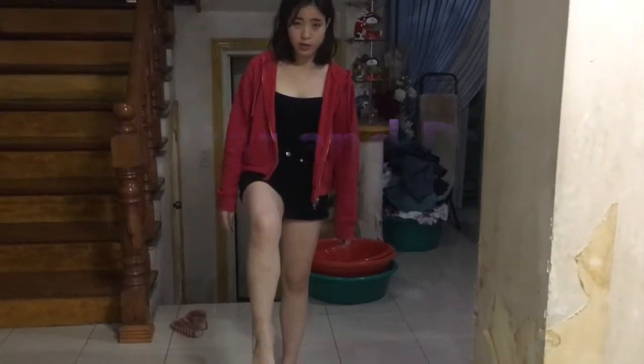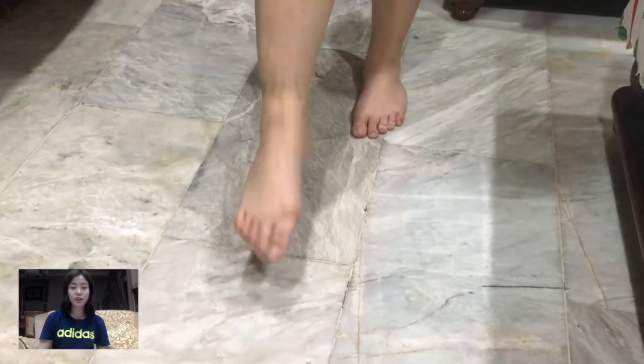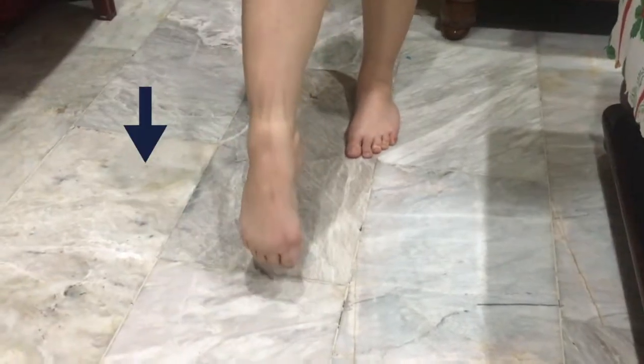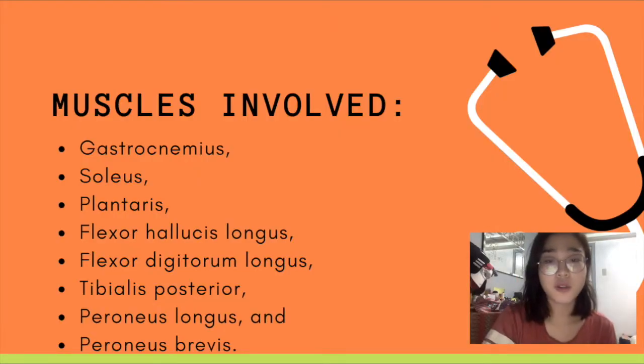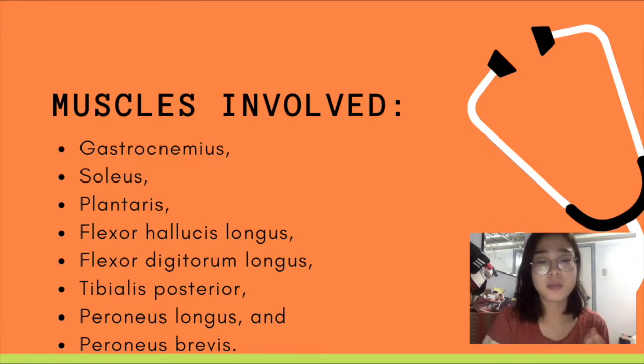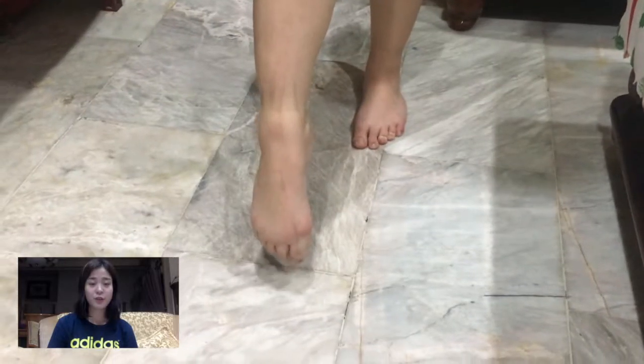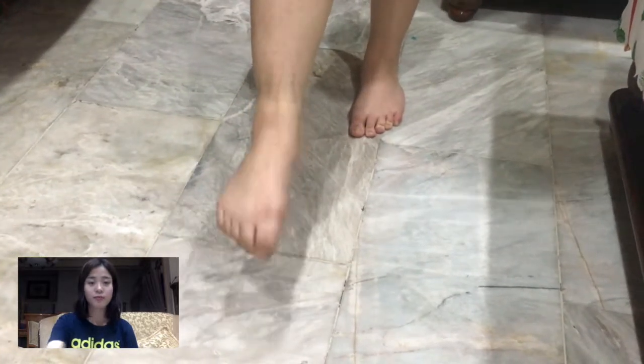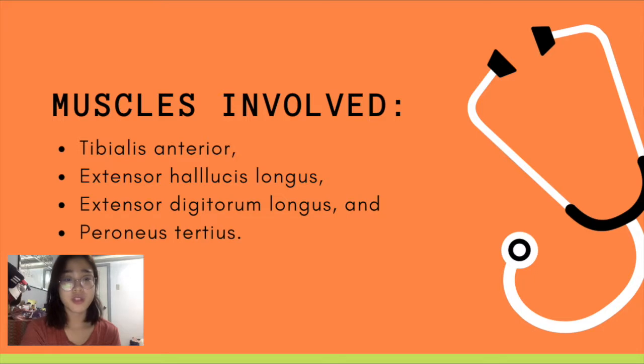Plantar flexion and dorsiflexion. Plantar flexion is the motion of pointing the foot downwards. The muscles involved in plantar flexion are gastrocnemius, soleus, plantaris, flexor hallucis longus, flexor digitorum longus, tibialis posterior, peroneus longus, and peroneus brevis. Dorsiflexion is the flexion of the foot in an upward direction. The muscles involved in dorsiflexion are tibialis anterior, extensor hallucis longus, extensor digitorum longus, and lastly, peroneus tertius.